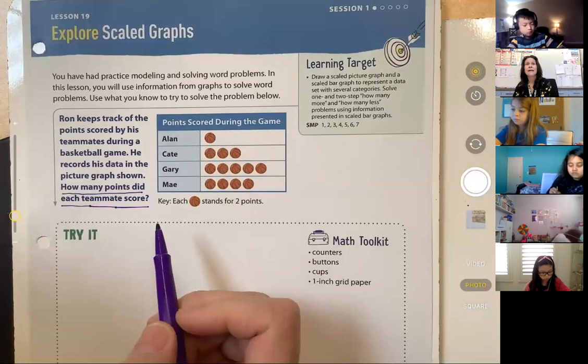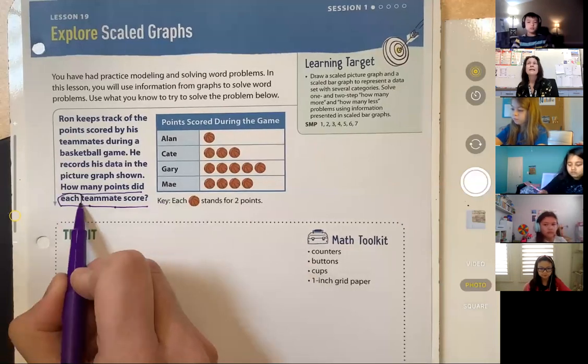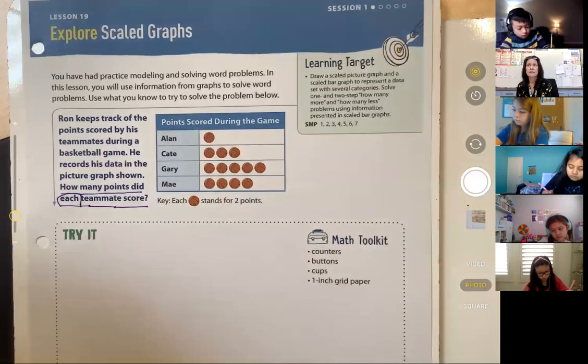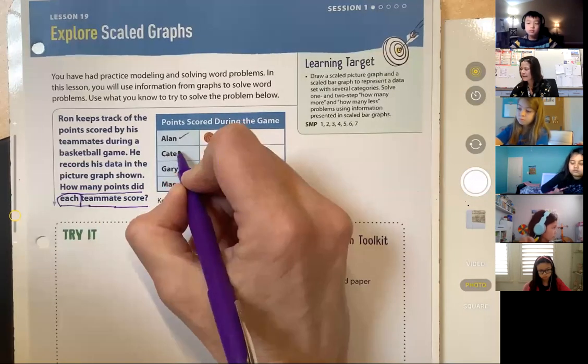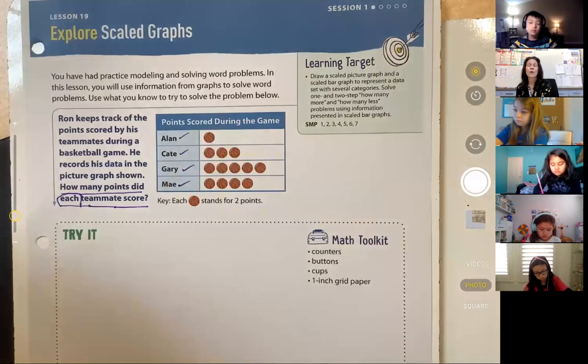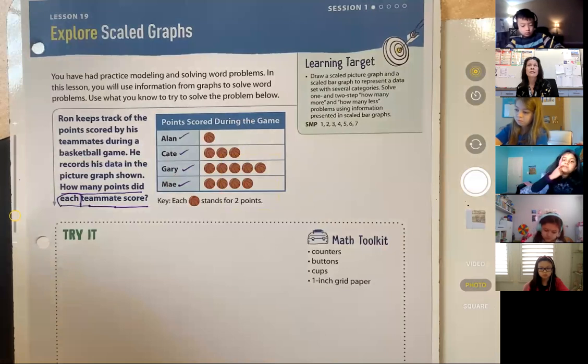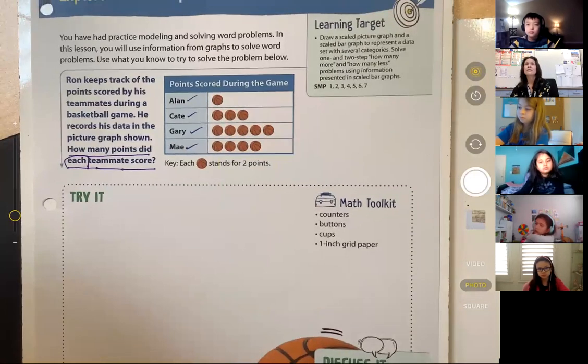Now, friends, take a look at this word right here, and I'm circling it. Each teammate. That is what the question is asking me. All right, so I already know I have Alan, Kate, Gary, and May. So I need to get 4 sets of data here, 1 for each teammate.